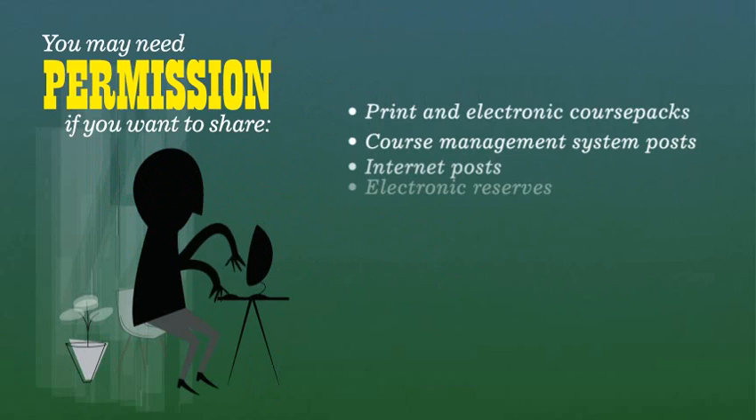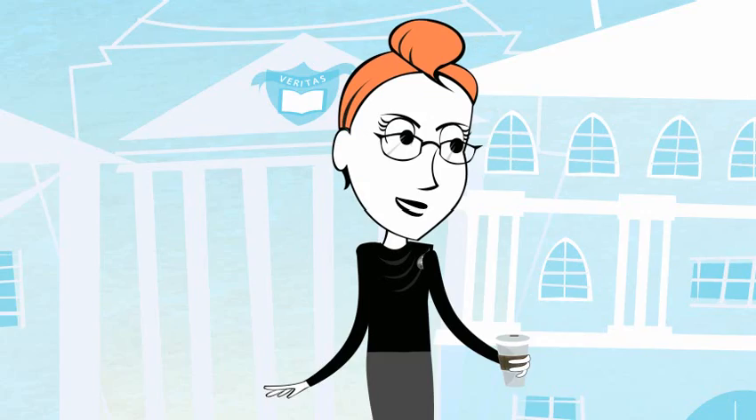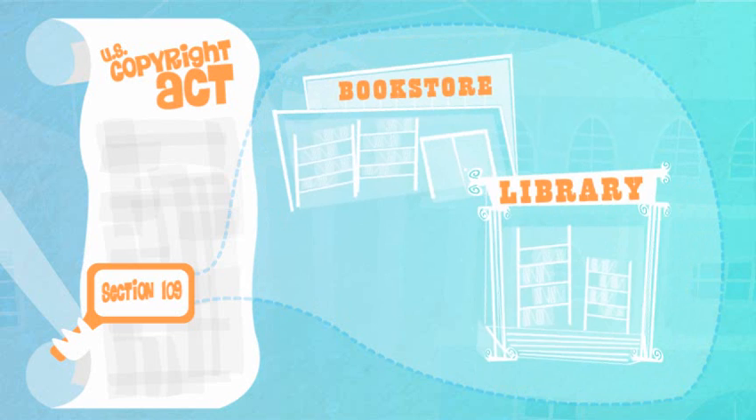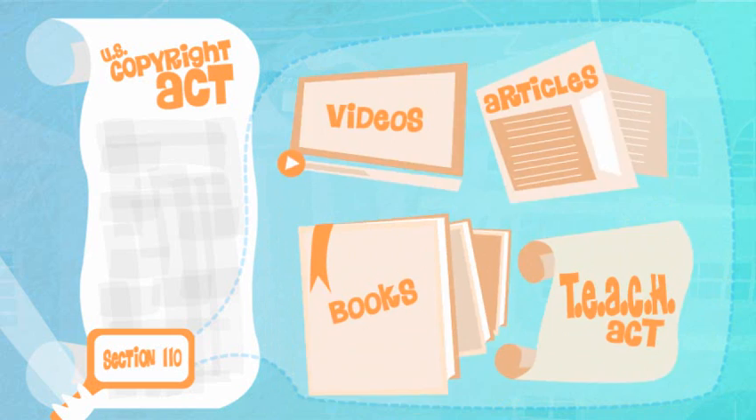Well, aren't there special exceptions for colleges and universities? Definitely. Section 108 of the U.S. Copyright Act addresses archiving, replacing lost, damaged, or obsolete copies, and interlibrary loans. Section 109 permits the resale or lending of copies of works. Section 110 permits certain types of content use in classrooms and distance education. And of course, Section 107 is all about fair use.